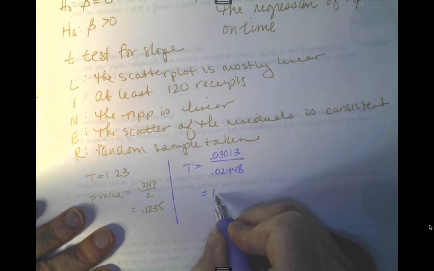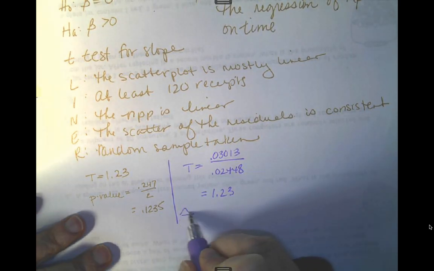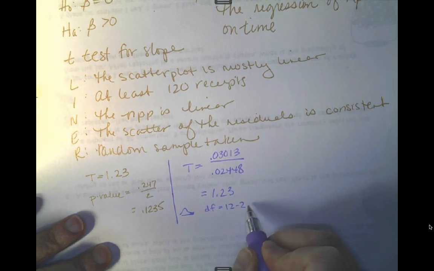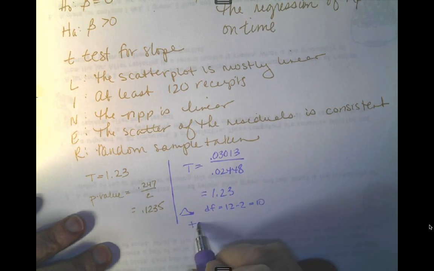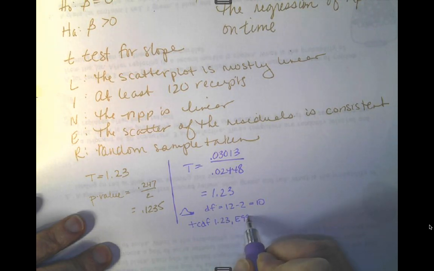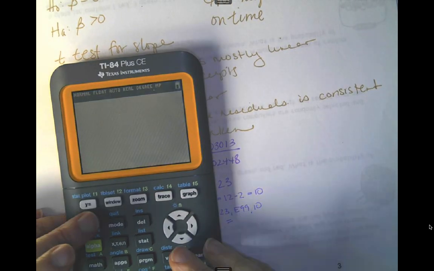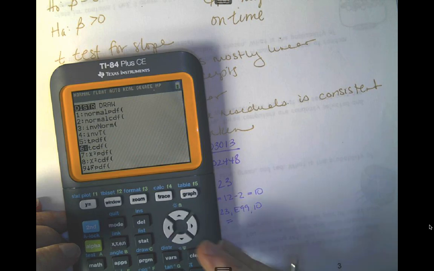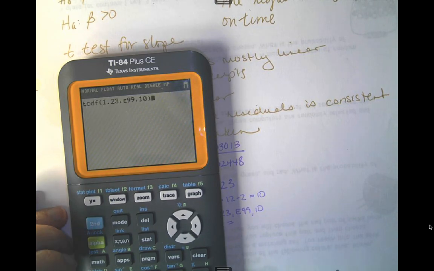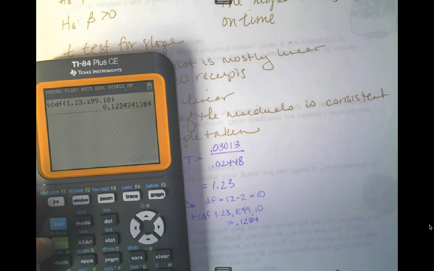When I do that, I get that. Again, let's say that p-value column is not there, so we want the p-value in this tail. The degrees of freedom, remember they're n minus 2, so in this case it's 10. So I would use TCDF, I'd use that 1.23, positive infinity, comma the degrees of freedom. So then on my calculator, second vars, TCDF, so I have 1.23, E99, and then 10. I hit paste, and again, there's that 1.234 that we had before.